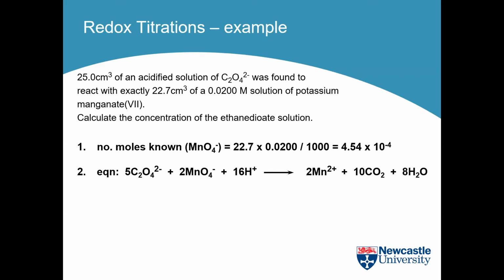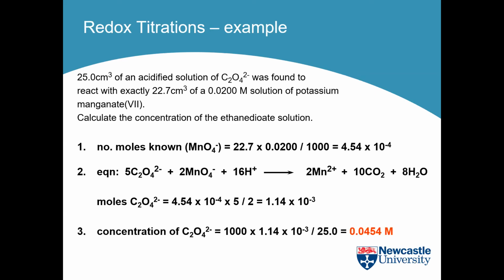There's the balanced equation. It's 2 moles of manganate to 5 moles of ethanedioate, so I need to multiply by 5 over 2. The ethanedioate is bigger than the manganate: 1.14 times 10 to the minus 3. Let's convert that into the required answer. It's C, concentration, equals 1,000 n over V. Substitute the numbers in. Again, the 1,000's there because that's automatically doing the centimetre cubed to litres conversion for me. And the answer is 0.454 molar.